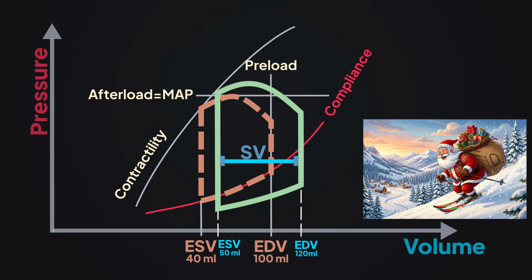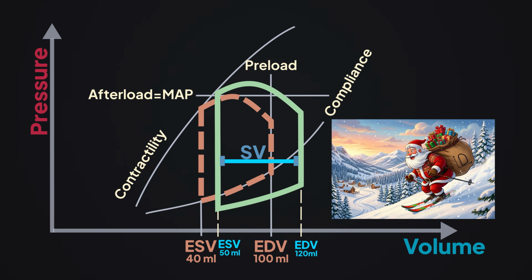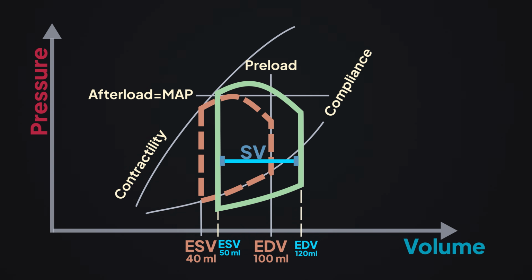You can imagine the graph sliding down a hill in winter. As the line gets steeper, it pushes the entire loop down and to the left. The heart can't fill up properly anymore. Your end-diastolic volume drops significantly.